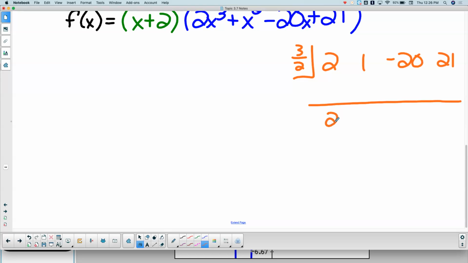2. What is 2 times 3/2? 3. 4. What is 4 times 3/2? 6. What is negative 14 times 3/2? Negative 21. Is 3/2 a 0?